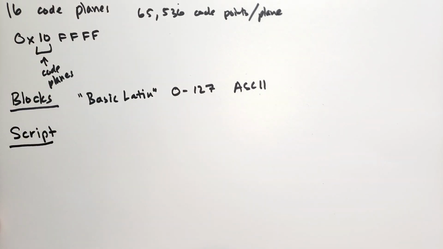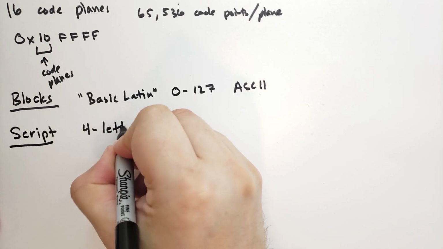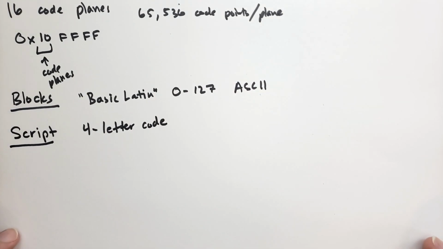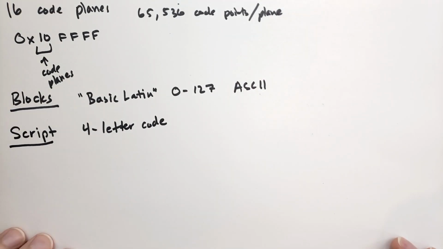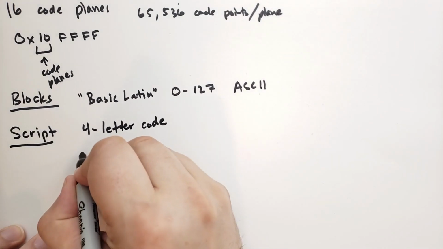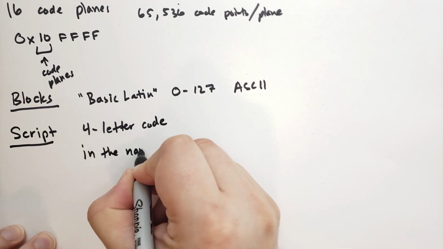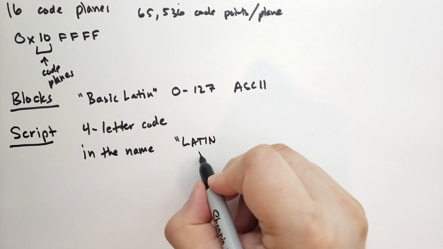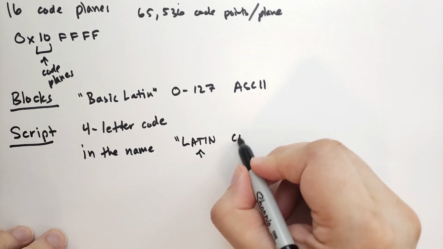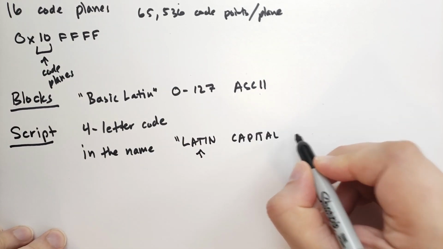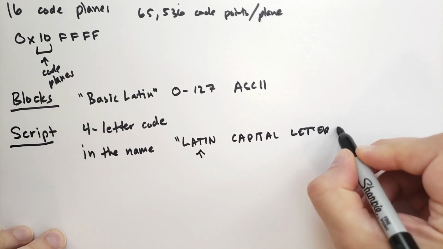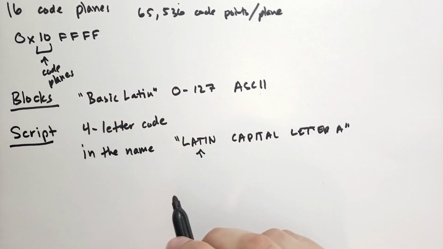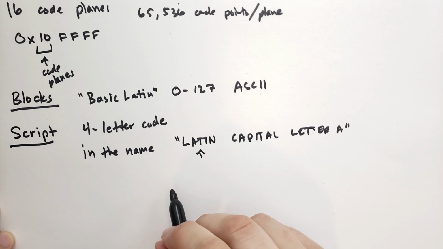Okay. The script is a four-letter code. And each script represents a writing system. It does not represent a language, though typically there's a one-to-one relationship. Okay. And the script name is in the name. For instance, it's like Latin, capital letter A. That Latin is the script name. Okay. I could be wrong. Okay. So Latin, capital letter A. Each script, you'll see the name of the script in the name of the code point. Okay. There's lots and lots of scripts.